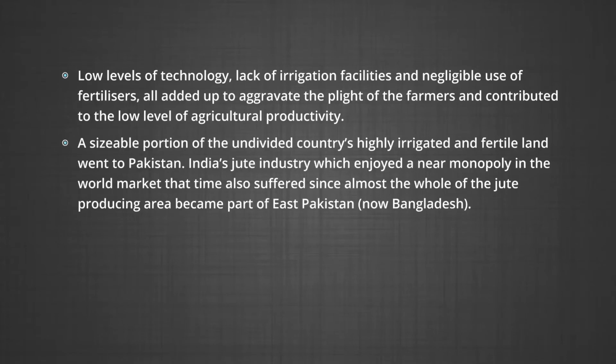6. A sizable proportion of the undivided country's highly irrigated and fertile land went to Pakistan after independence. India's jute industry, which enjoyed a near monopoly in the world market at that time, also suffered, since almost the whole of the jute producing area became part of East Pakistan, now Bangladesh.